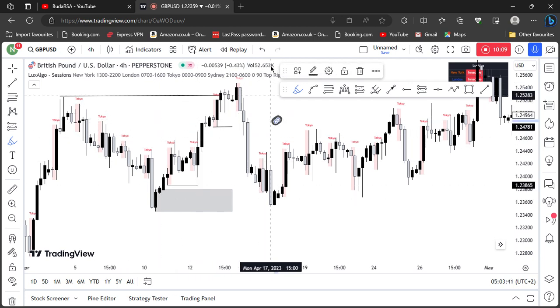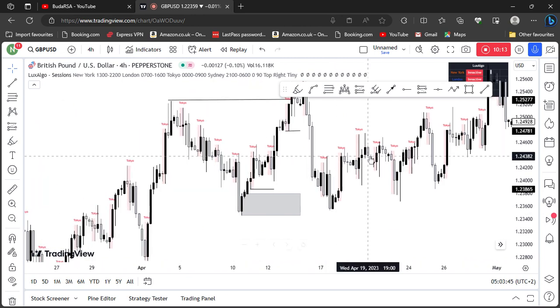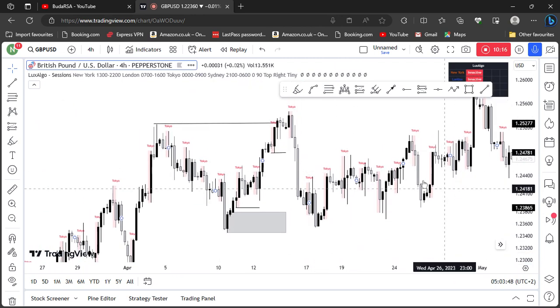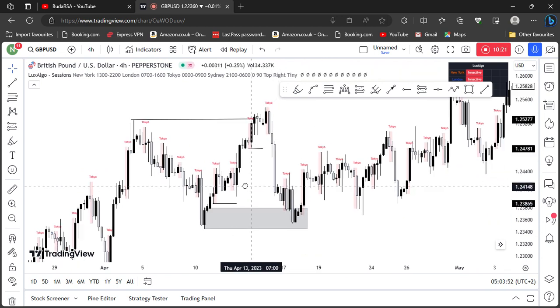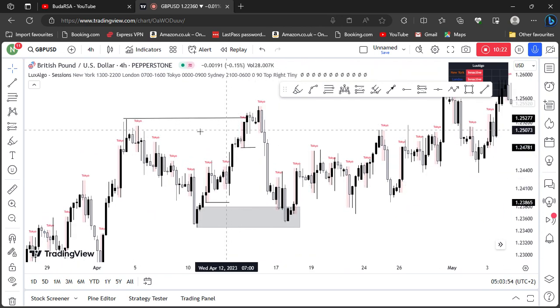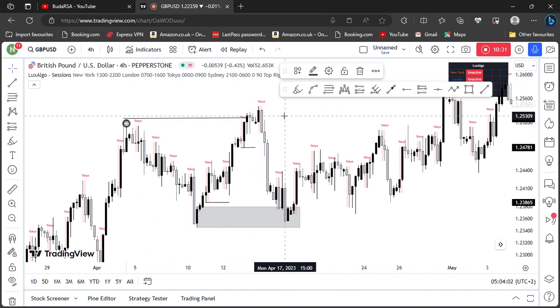I mark my order block there, saying, okay, what I'm going to do is wait for my price to come back into this zone, then that's where I start entering my trades, right? So that's what the price did, immediately after taking out this previous high right here. After taking out this previous high, the price did what it did.